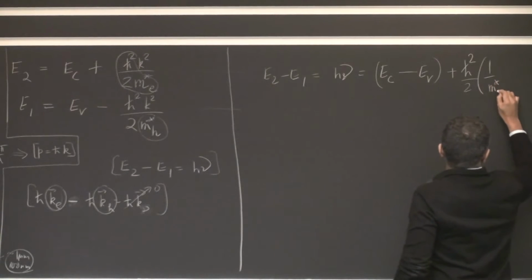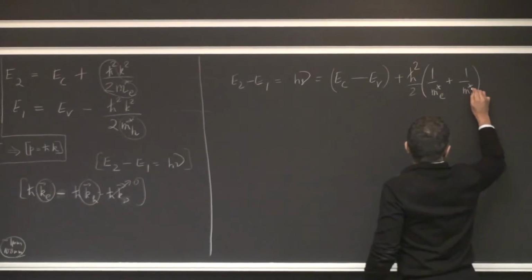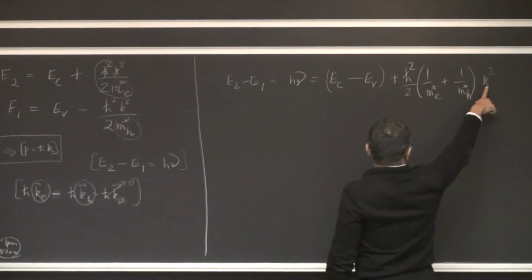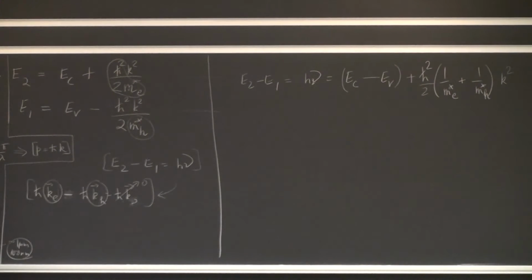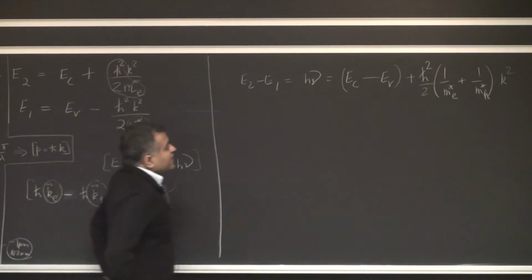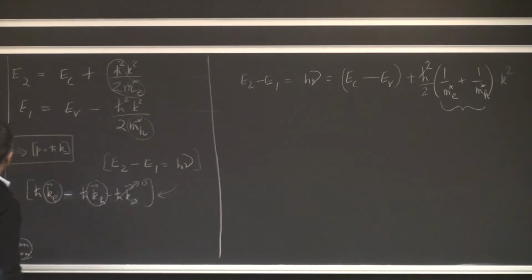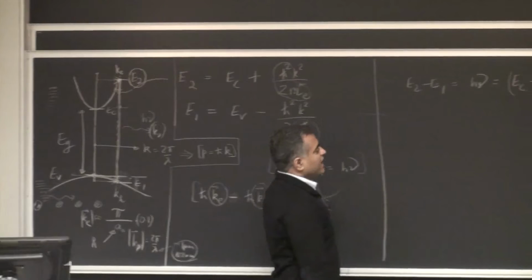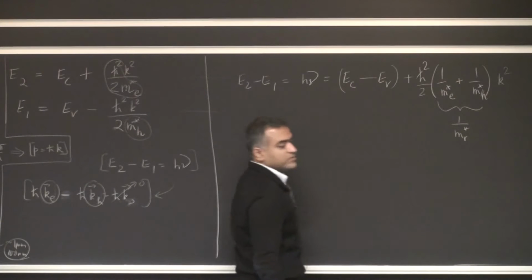And let me write it down in this way. The mass of holes times k squared. And I hope it's clear that I've implicitly made the assumption here that momentum conservation enforces a vertical transition. So the k of the electron is equal to the k of the hole. I've made that assumption already. And you see a new term pops up here, which is 1 over the effective mass of electrons in the conduction band plus 1 over the effective mass of holes in the valence band. This is what is called the reduced effective mass. We just define a new term, the reduced effective mass.